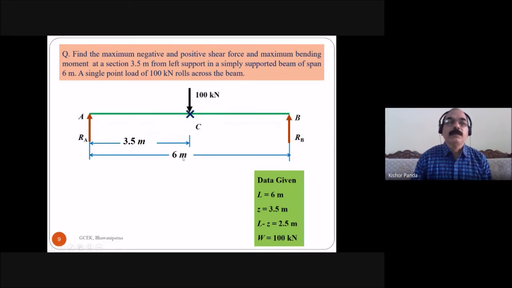W, Z, L. And when this 100 kilonewton load is moving from left support to right support, then you have to find out the maximum negative and positive shear force and maximum bending moment at a section 3.5 meter from the left support. So at this section, you have to find out what is the maximum negative shear force, what is the maximum positive shear force, and what is the maximum bending moment.